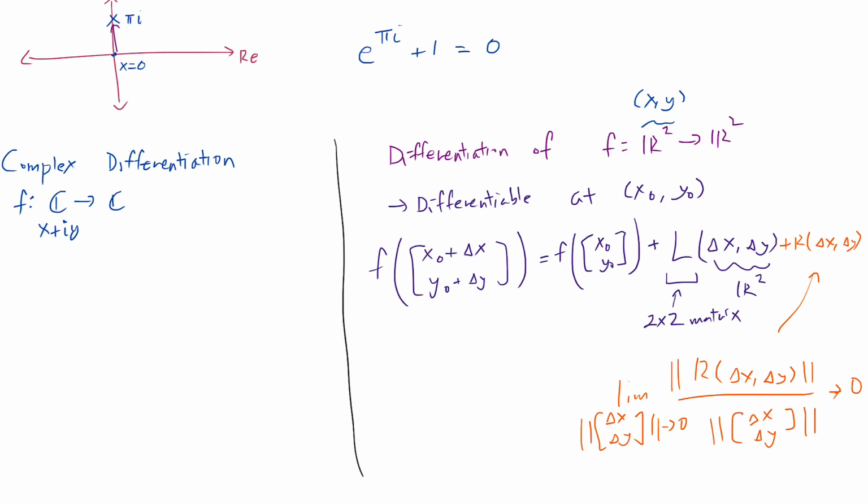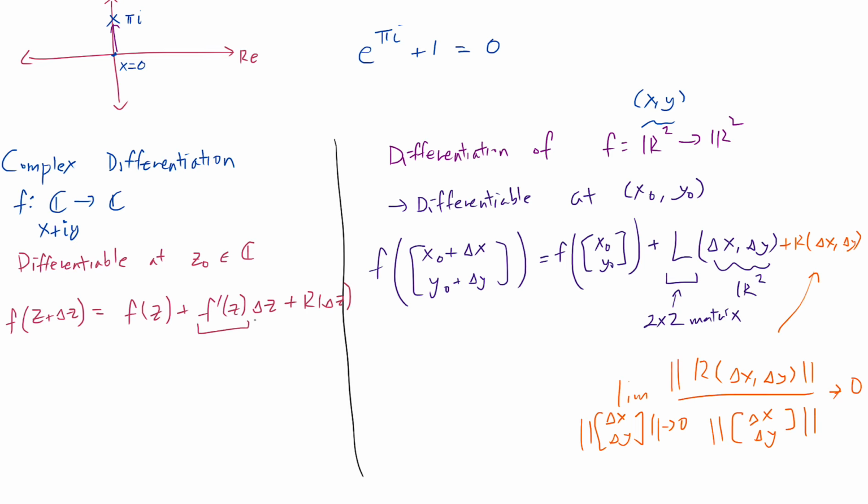From a beginner's point of view, complex differentiation is defined in exactly the same way, right? So when I say you're differentiable at, say, z naught, what this means is that you have behavior like this: f of z plus delta z is equal to f of z plus f prime of z times delta z plus some remainder term.